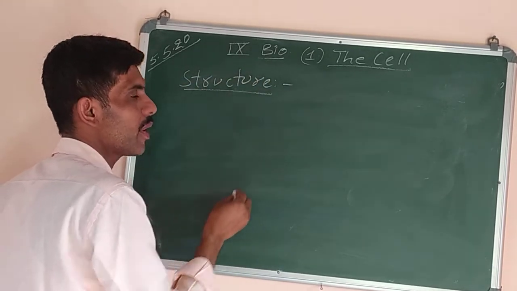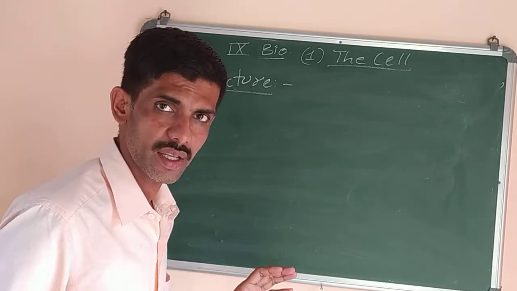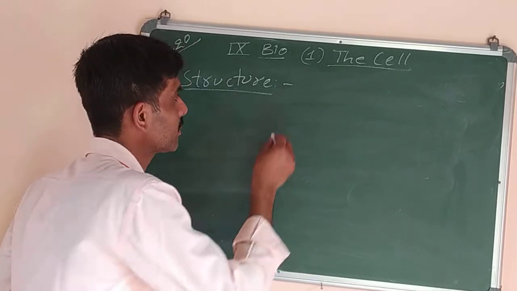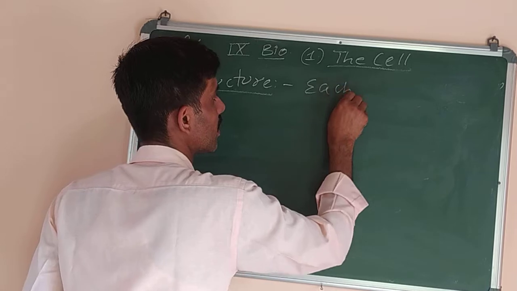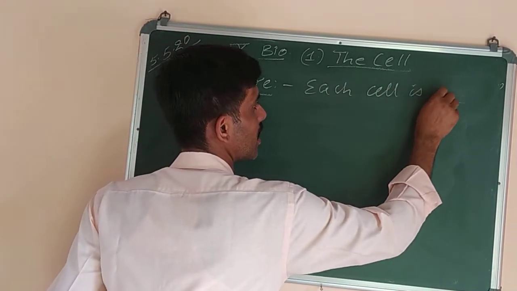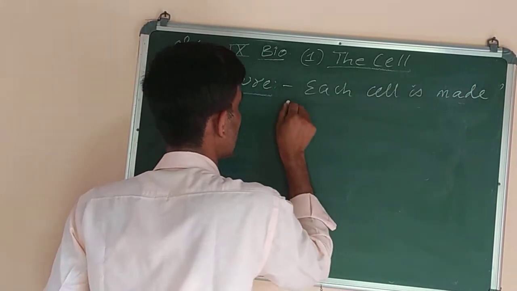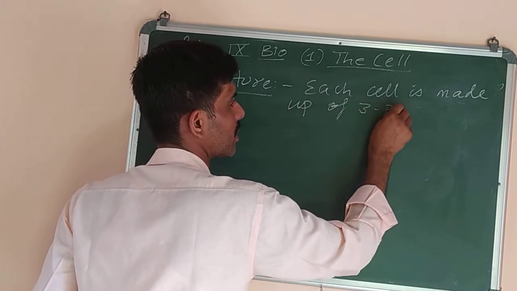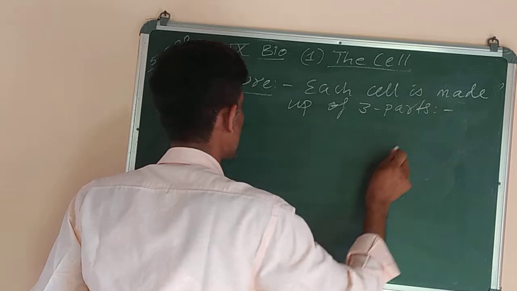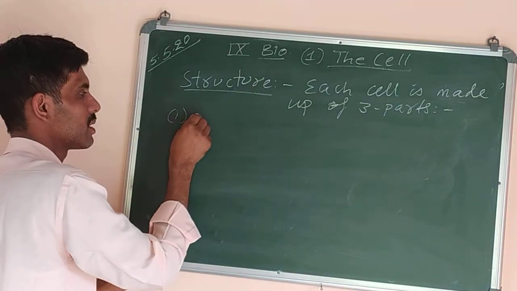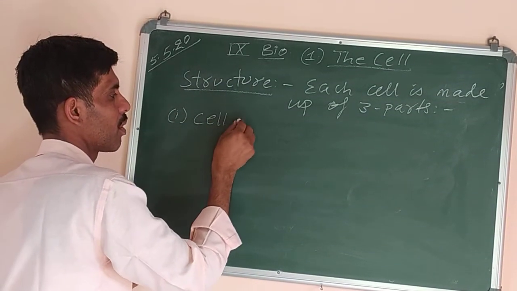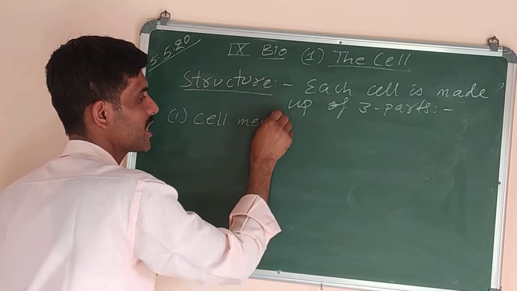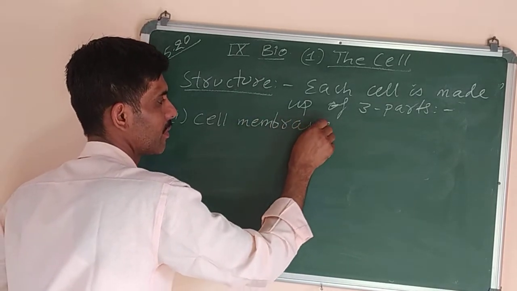A cell is made up of cells. That is, cells are present in both plants and animals. So each cell is made up of three parts or three components. What are they? Number one, cell membrane, also known as plasma membrane.